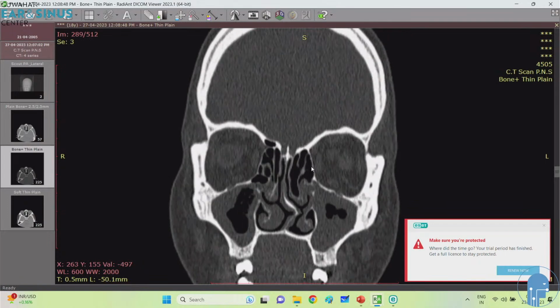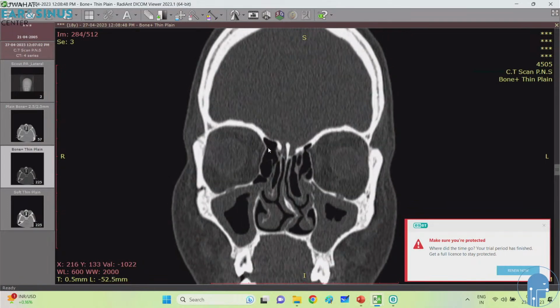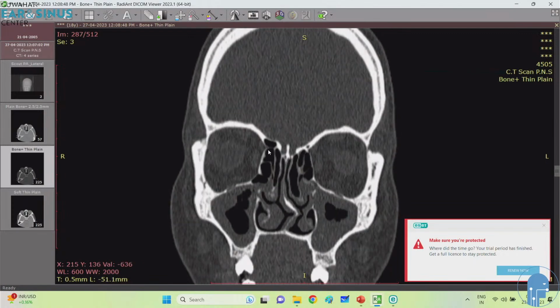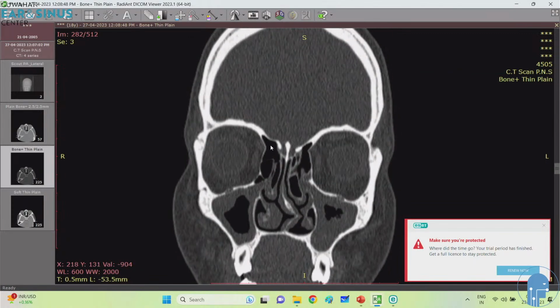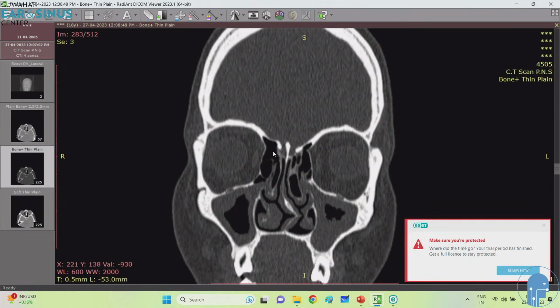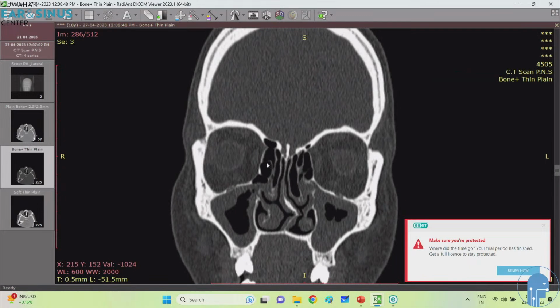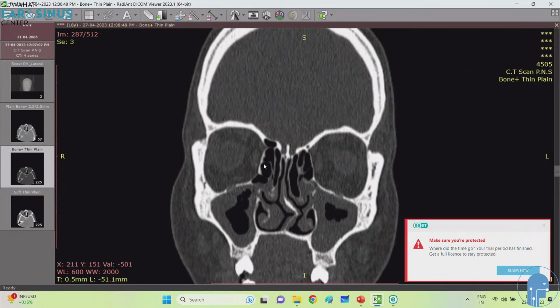Now I'll come to the anterior ethmoidal artery. How to identify the anterior ethmoidal artery in a CT scan? First, this is the bulla ethmoidalis. The bulla acts as a bodyguard to the anterior ethmoidal artery. The anterior ethmoidal artery is just a few cuts behind where you can see the bulla ethmoidalis.